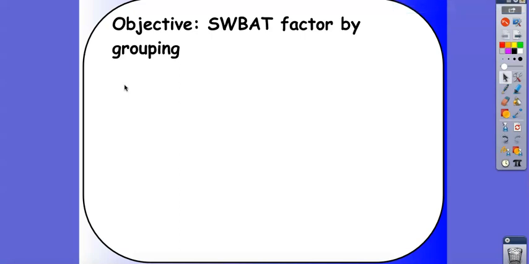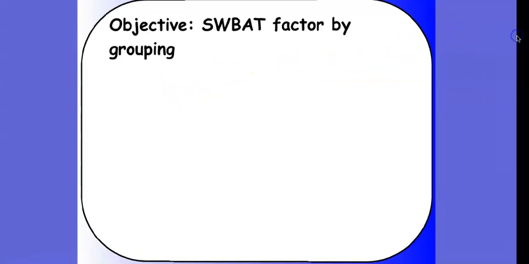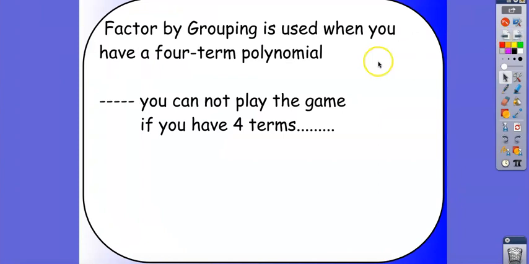This is factoring by grouping. I'm going to teach you how to factor by grouping. You normally do it when you have a 4-term polynomial. You cannot play the game of finding two numbers that multiply to the back number and add or subtract to the middle term when you have 4 terms. You can't play that game with a 4-term polynomial. So let me show you what you can do.